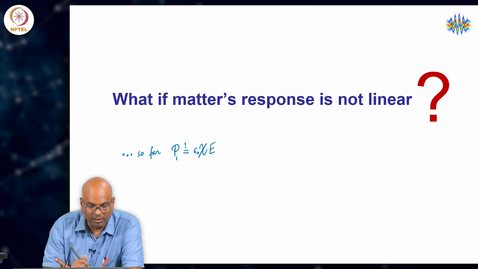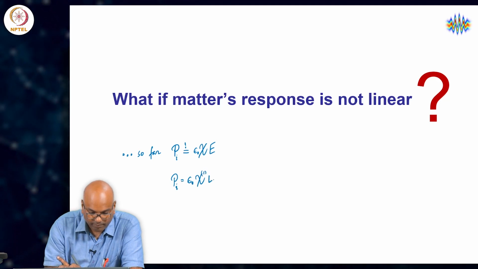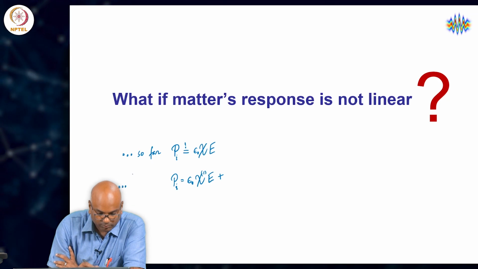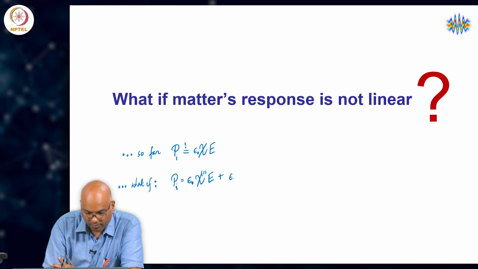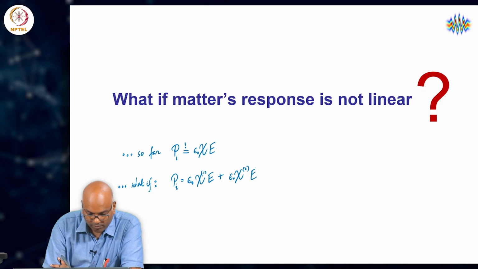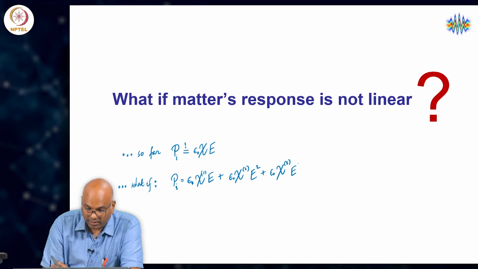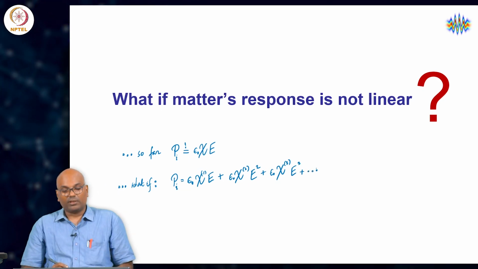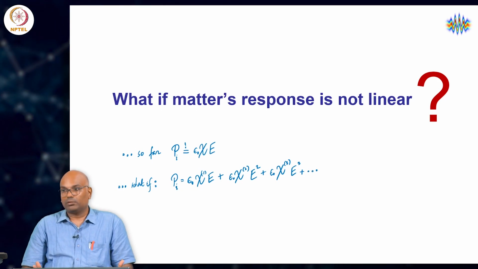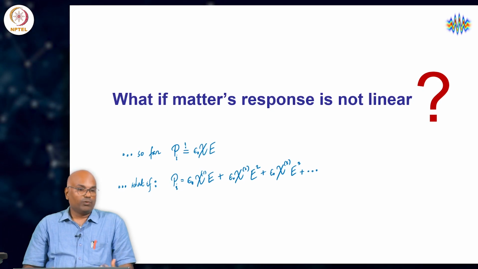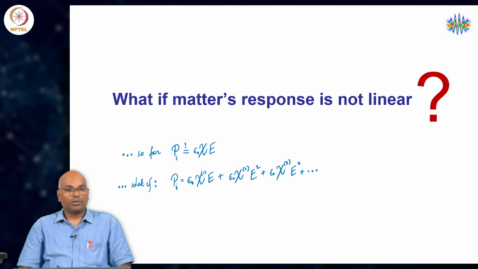Well, as good physicists and engineers, we must ask the question, what if this isn't true? What if we admitted a Taylor expansion? What if we admitted this? All right, we can. But what would be the consequences of this? Let's examine this. So, what if matter's response is not linear?